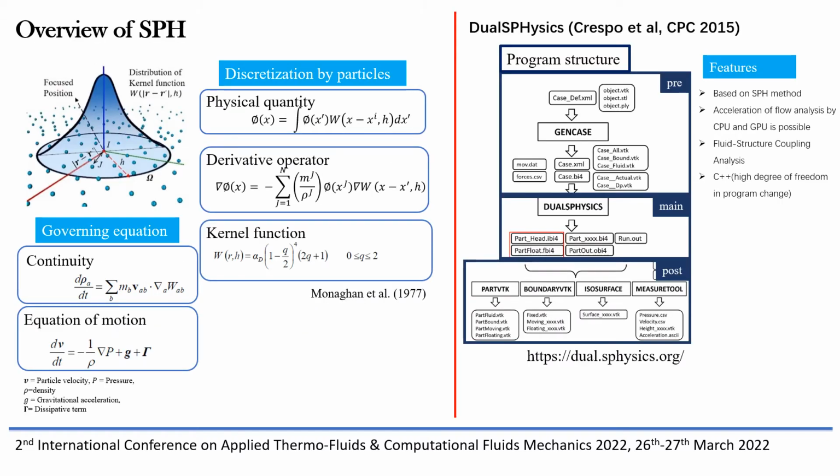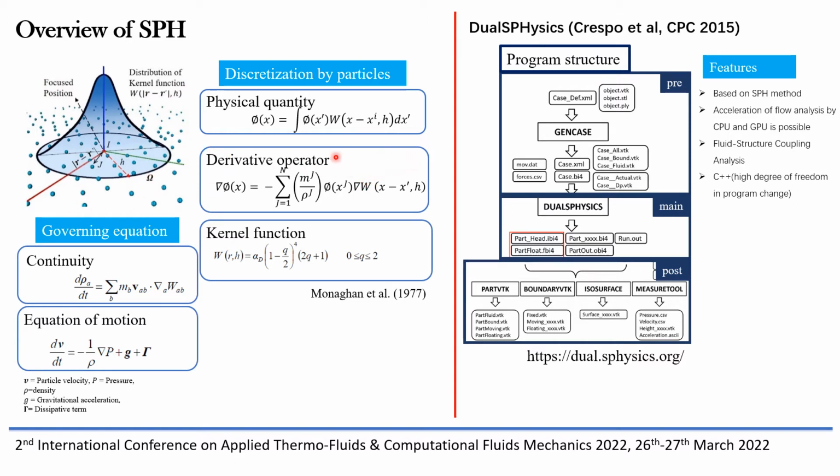Okay, this is the overview of smoothed particle hydrodynamics or SPH. As we know, in computational fluid dynamics, the formulation is based on the continuity equation and also the equation of motion, like this formula. And in this SPH, the discretization by particles is expressed as the physical quantity that is smoothed by a kernel function like this. So the seaplane floats and also the free surface water will be defined as particles.